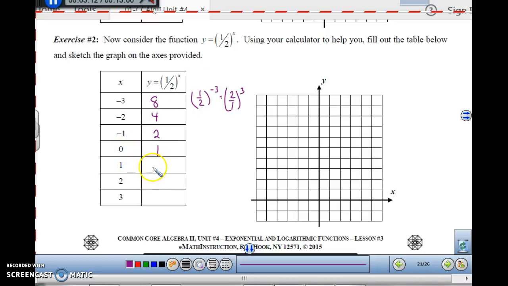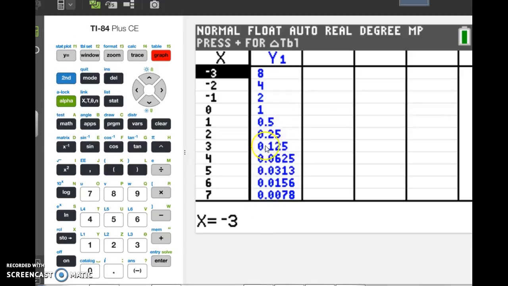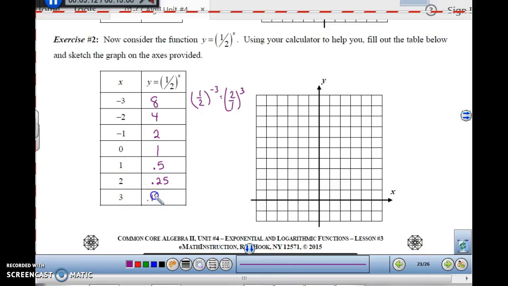1/2 to the 1 is just going to be 1/2, or 0.5. 1/2 squared will be 1/4, or 0.25. And 1/2 to the third will be 1/8, or 0.125. So there are my values. Now let's see what happens when I graph these.